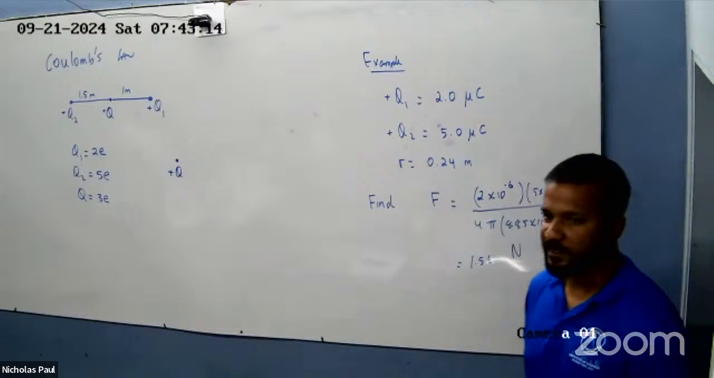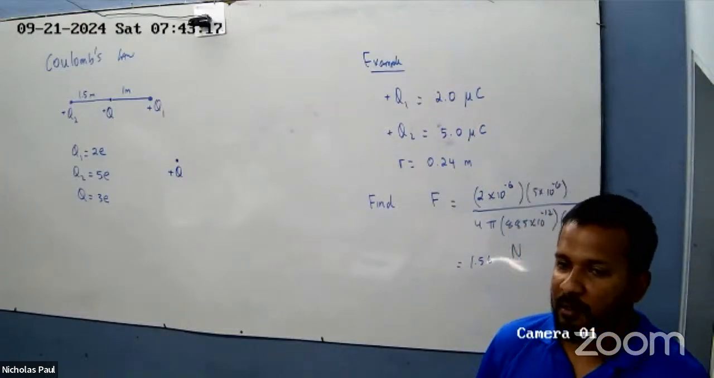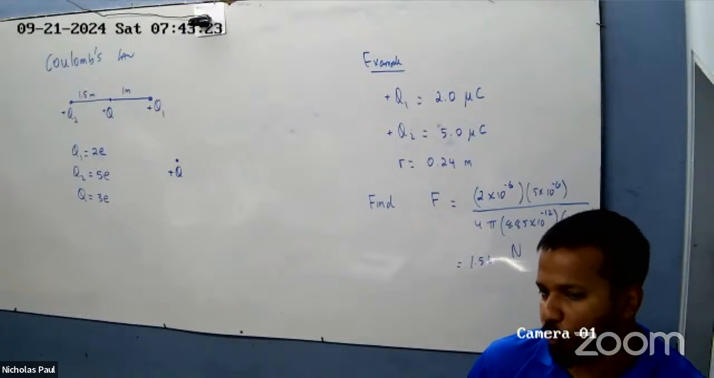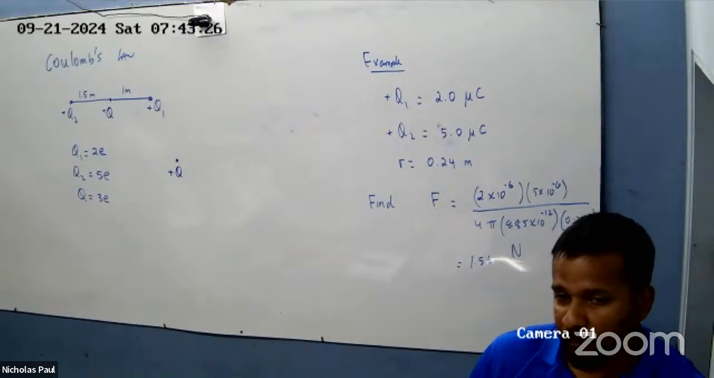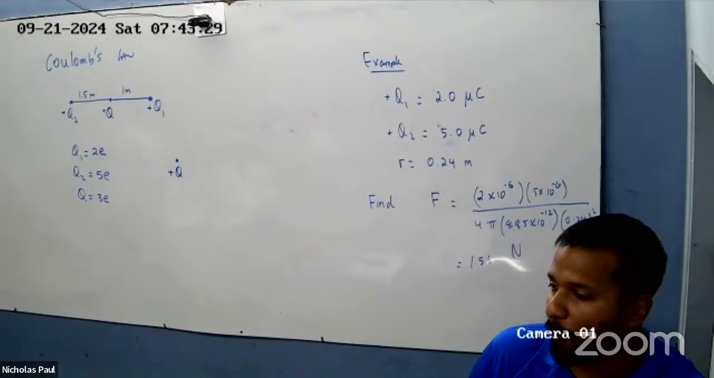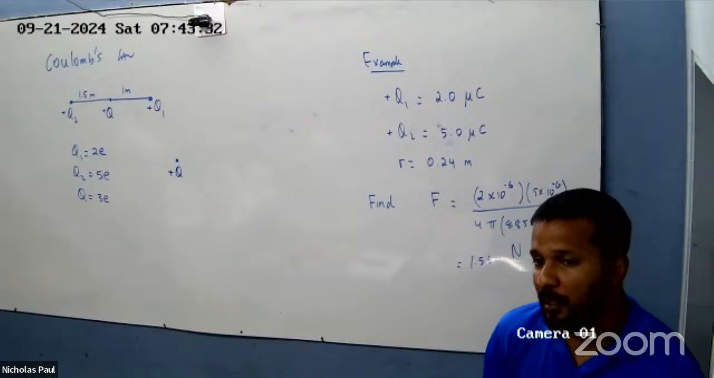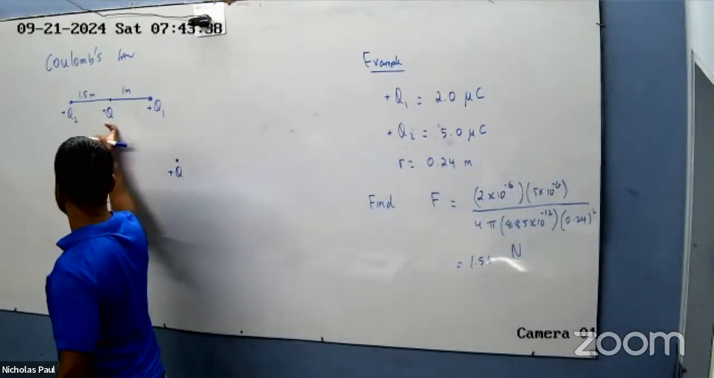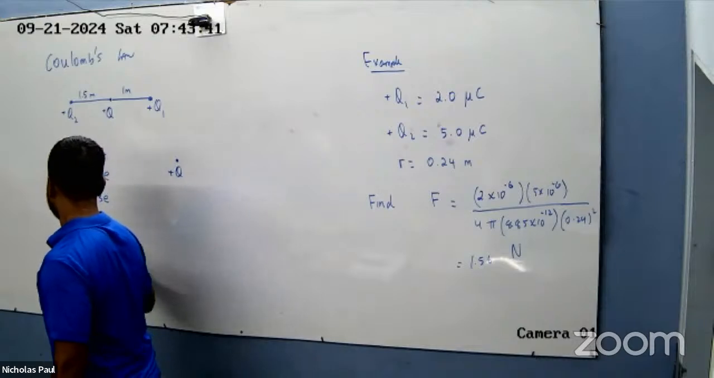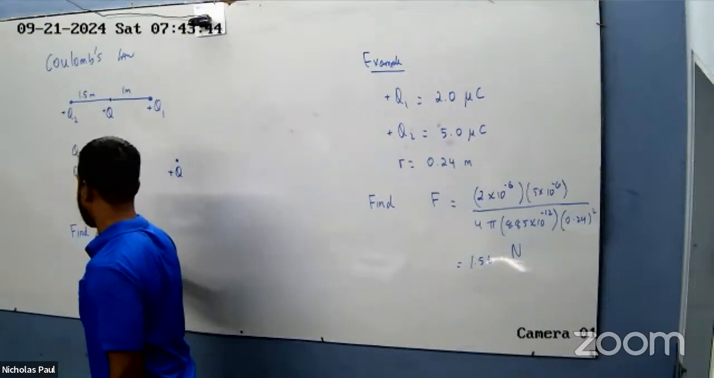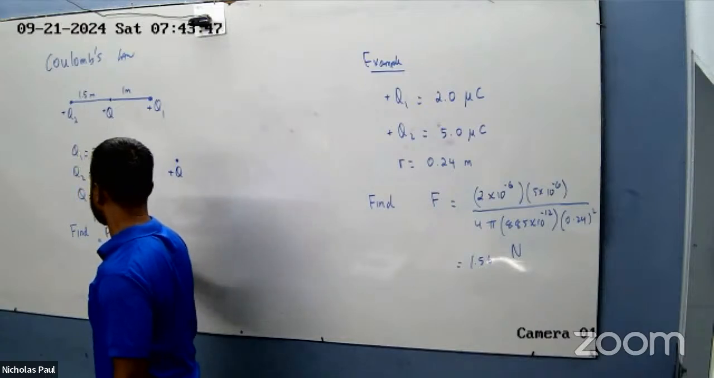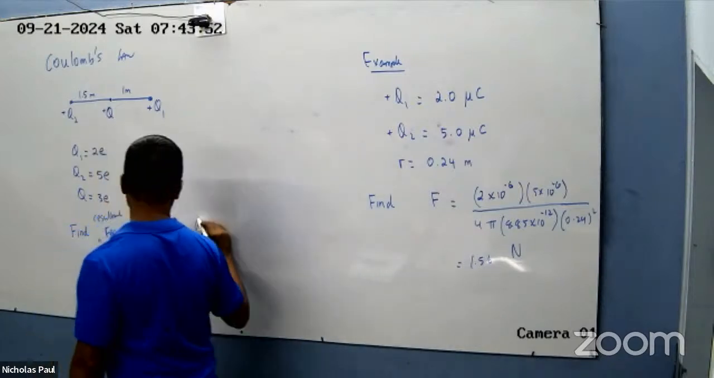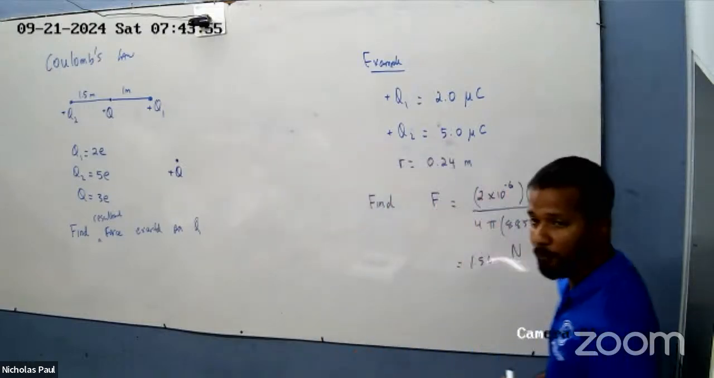Okay, so this is basically how you do it. Take a look at that scenario there. I'm taking a positive charge and I place the positive charge between two other positive charges. The separation is 1 meter and 1.5 technically. I want to find the force exerted on the positive charge Q here. Let me be specific: I want the resultant force exerted on Q.